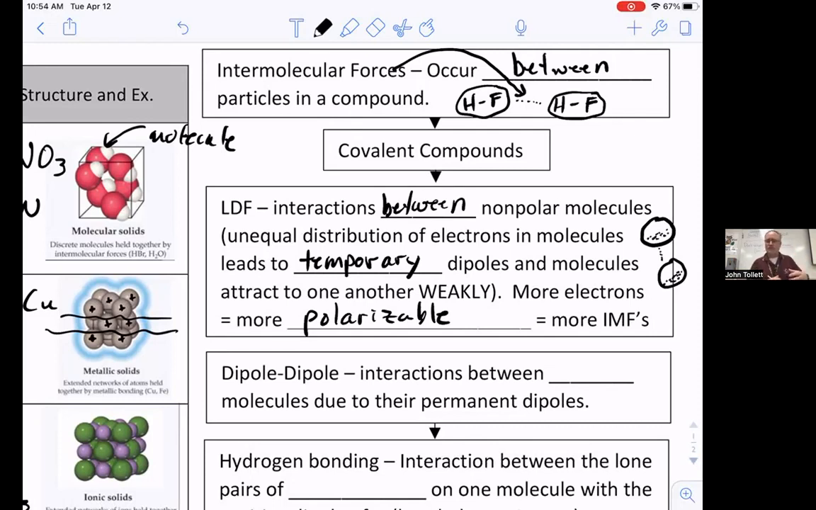But just as soon as they do that, the electrons go back to where they normally were and there's no attraction, or perhaps there's repulsion. But the more electrons that are present, the greater the probability of having them on one side or the other.